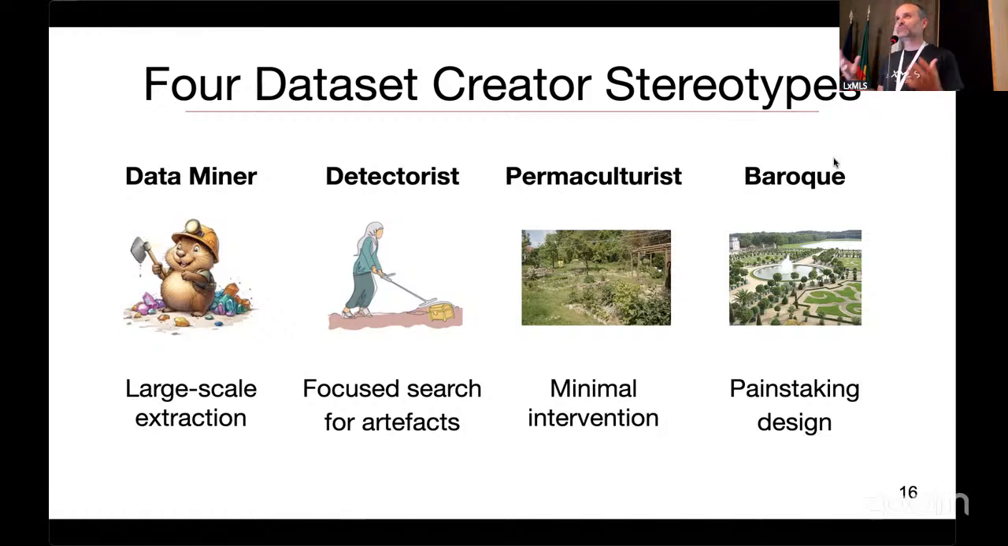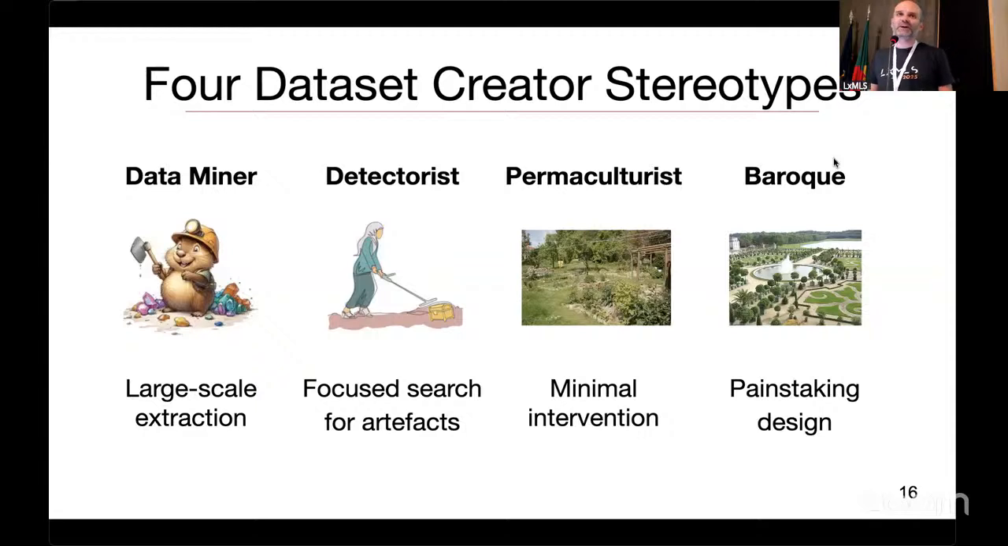This is the type of person who is interested in the focused search for artifacts that really match their needs and their interests. They're not going to dredge up large parts of the countryside for what they're looking for. We also have the permaculturist, which is a gardening type, who's interested in very minimal intervention. They want to just see how their garden flows based on what suits the environment they have.